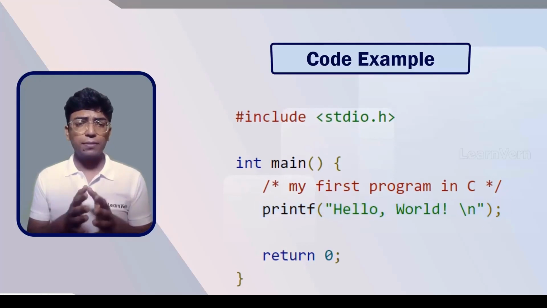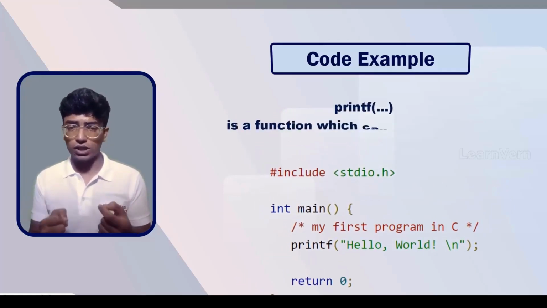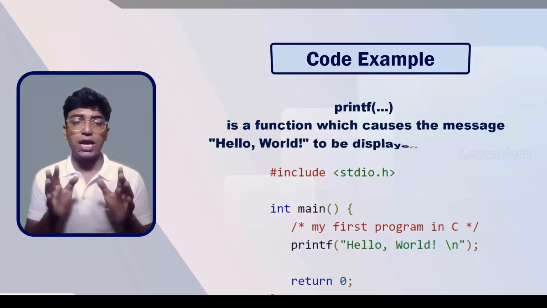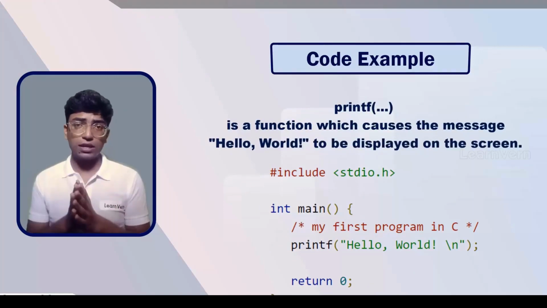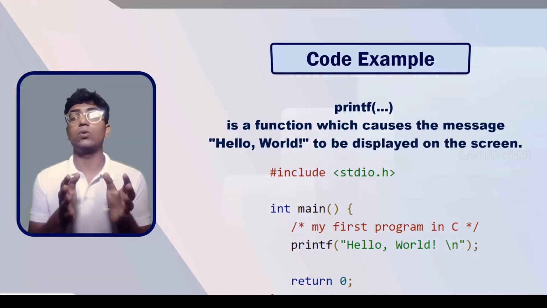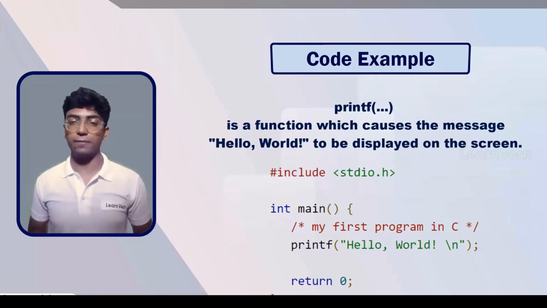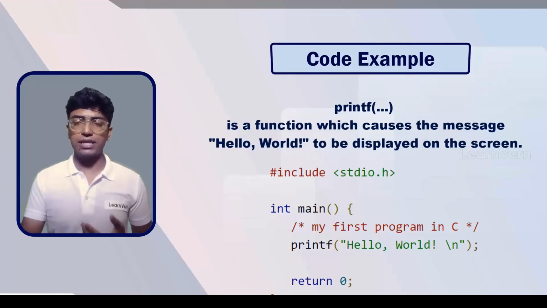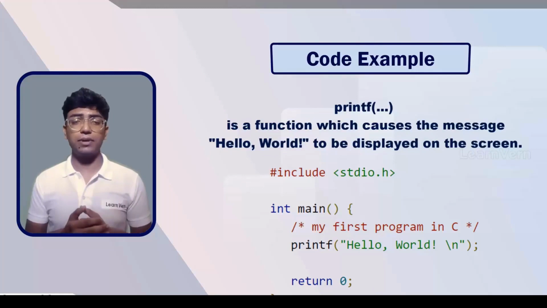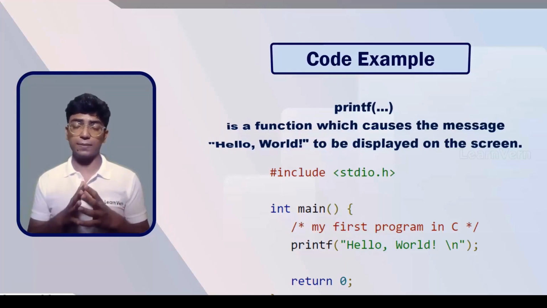So we can read here as well, printf is a function which causes the message hello world to be displayed. So when we look at our output screen, we will be able to see hello world getting displayed over there. So we understood all these four lines, what they are doing and in which way they are working. Now we will come to the next line and see what it does.